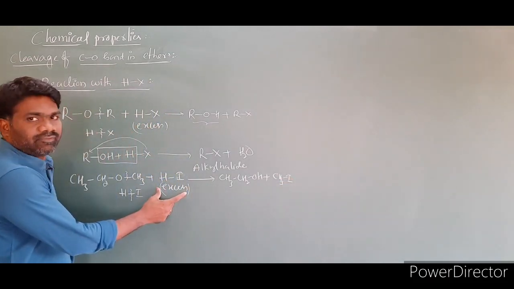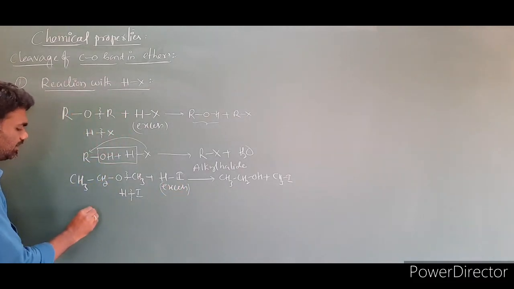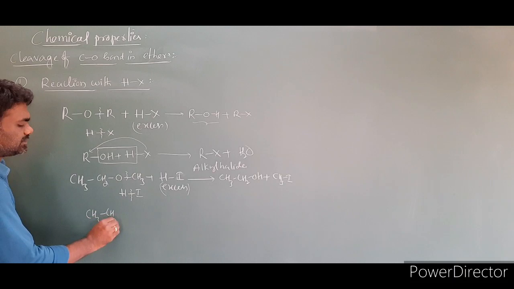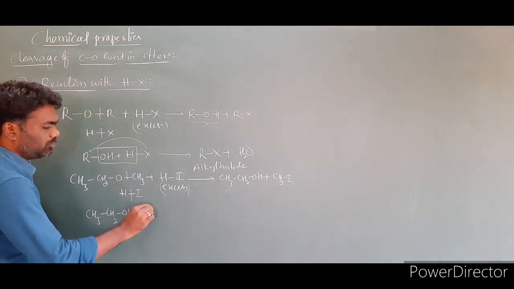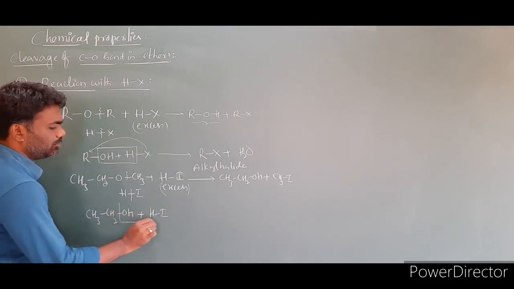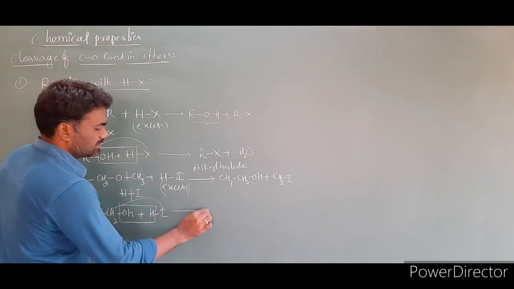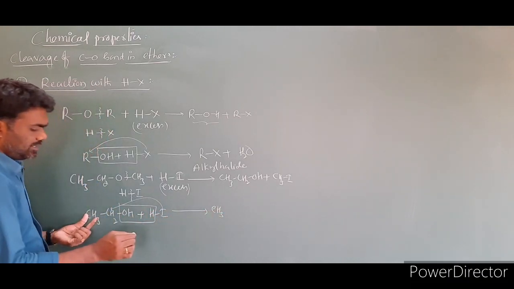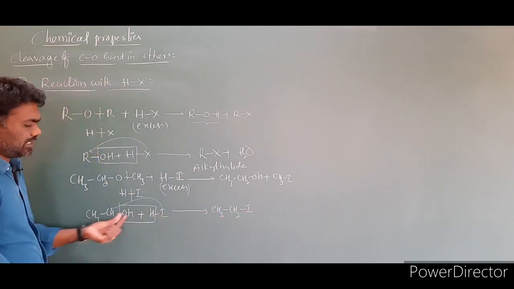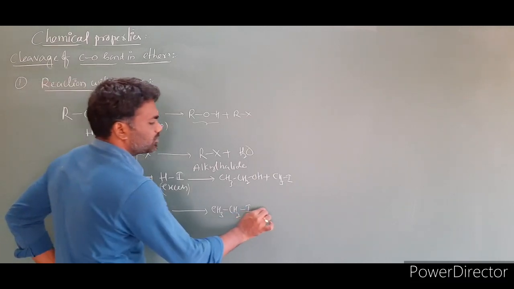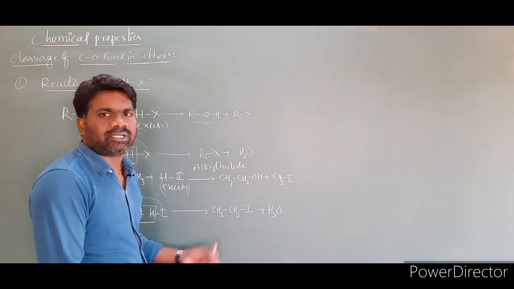And we took the excess quantity of HI. Then this alcohol further reacts with HI. The product is alkyl halide. CH3CH2OH, this alcohol I took again here, plus one more HI. Then we have to remove water. This iodine attaches to this alkyl group. Then the product is CH3CH2I. Then OH and H are removed in the form of H2O. So the product is ethyl iodide. So this is nothing but alkyl halide.